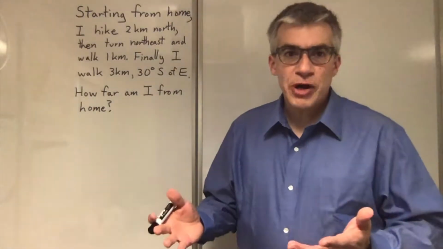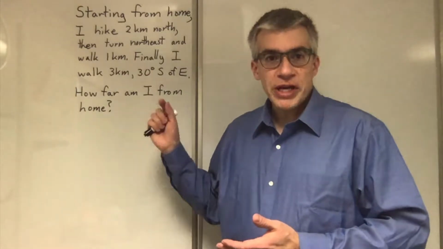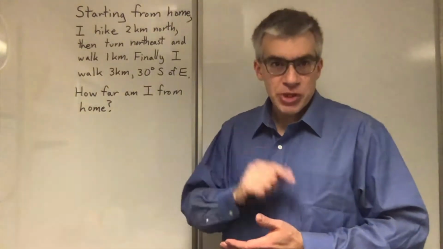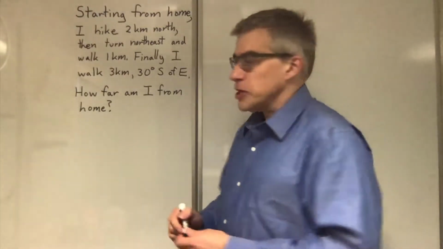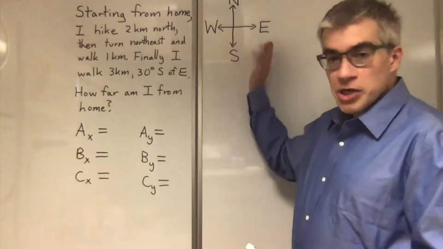So this is a vector problem where we're going to add up vectors. To do that, we break each vector into components, add the components, and then put together the final vector. Here we go. So we look to find the components. We start with a picture.